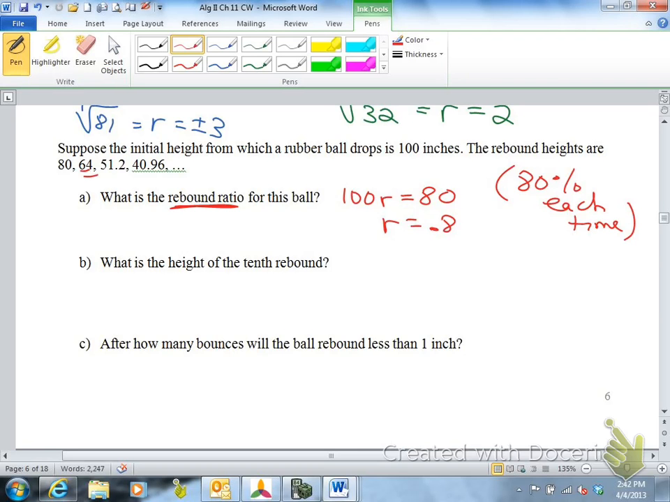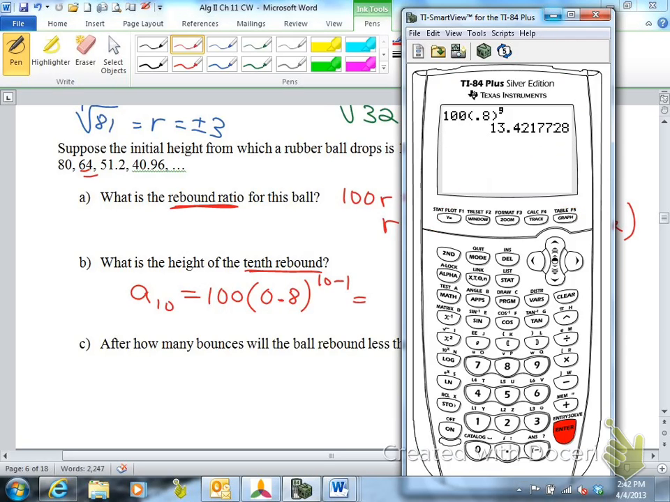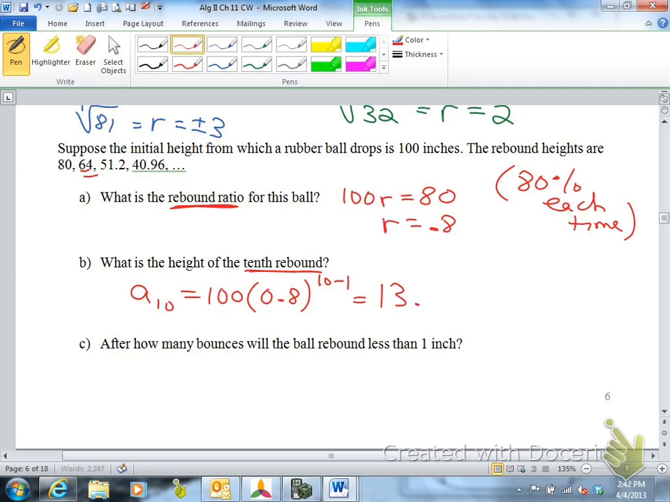What is the height of the 10th rebound? So you would have A sub 10 is the 10th bounce, 10th rebound. You have 100 for the first term. Your rebound ratio is 0.8, and you raise it to the 10 minus 1. When you multiply, you would get 13.422 inches, 3 decimal places.